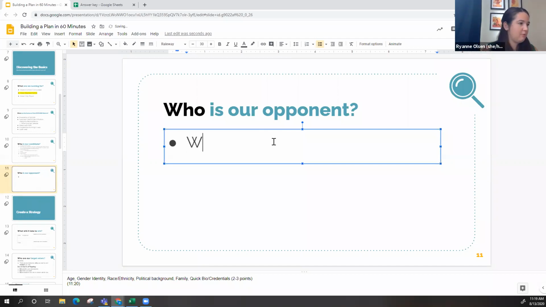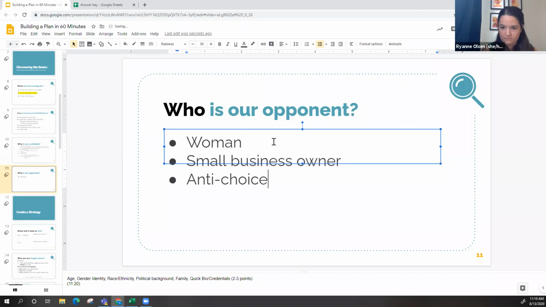Okay, our opponent is also a woman, cool. Also a small business owner, cool. Anti-choice. Yep, family has served in local government for decades.